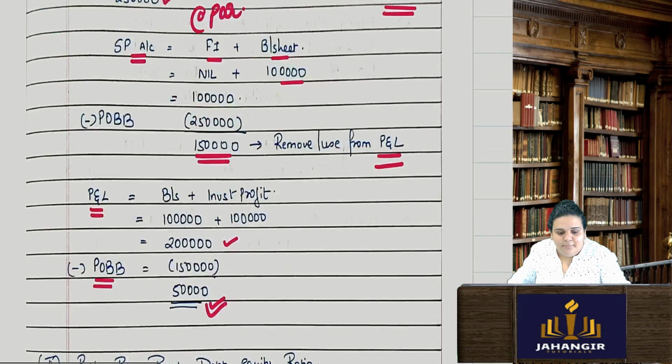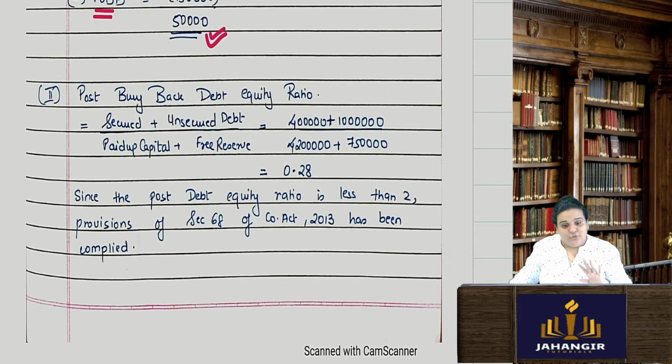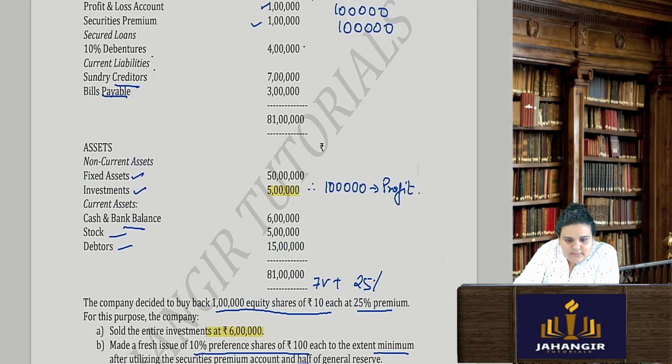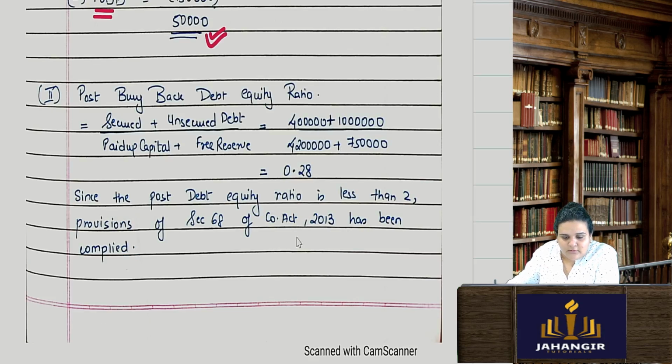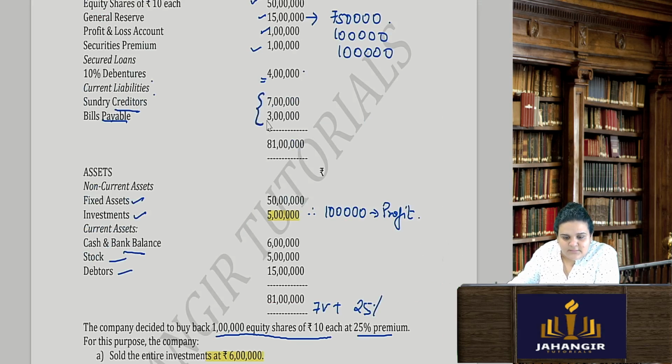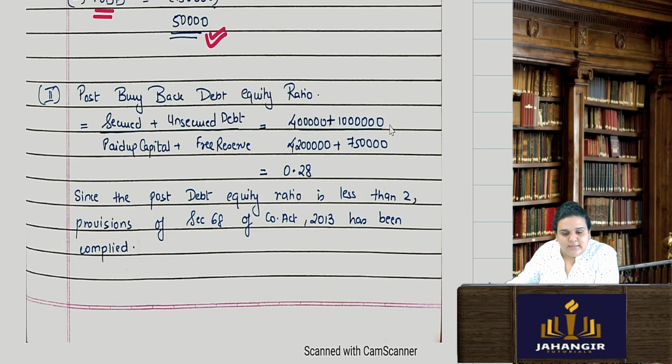I have to find my post buyback debt equity ratio, after the buyback is over. So what will be my debt equity ratio? Secured plus unsecured debt upon paid up capital plus free reserve. Secured and unsecured debt kitna hai? First is 4 lakh secured, 10% debentures, and unsecured mein I have another 10 lakh, 7 plus 3. Unsecured, no? This is unsecured. This is secured, it is already given. So I have 4 lakhs plus 10 lakhs. Divide by paid up capital plus free reserves.